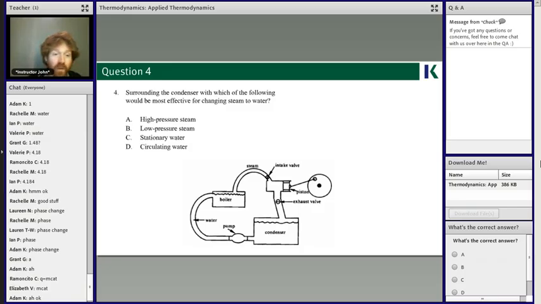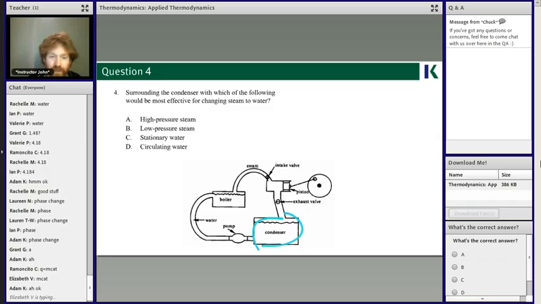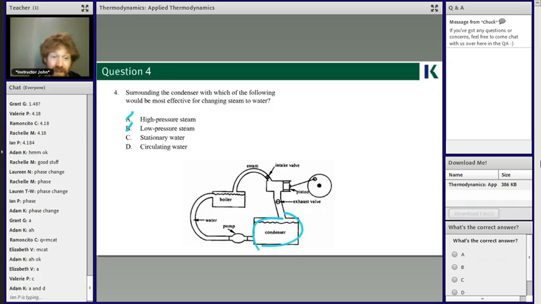All right, so if we want to change steam to water in the condenser, you want to make sure that it's going to cool it down. So which of these would actually cause an increase in temperature to surround the condenser with? Two of them would. A and B, actually, I would say. Why would A and B actually cause an increase in temperature?